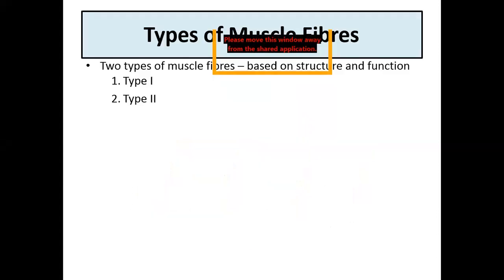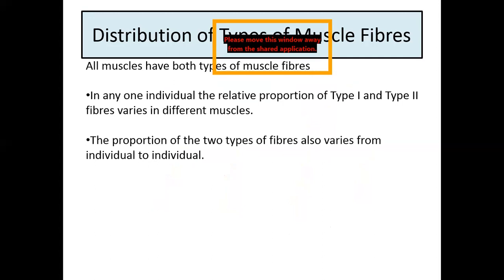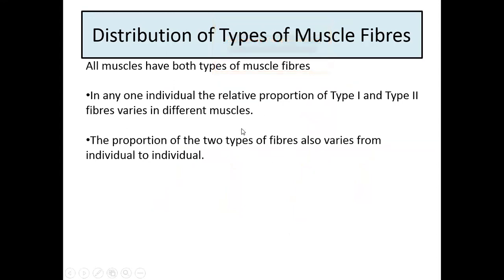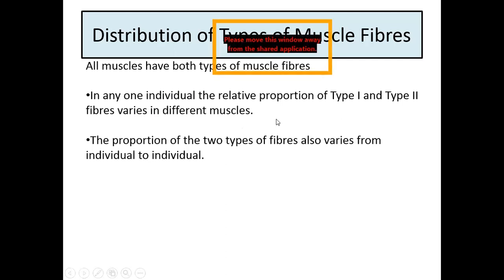Lastly, we'll talk about the types of muscle fibers quickly. We have two types of muscle fibers, type 1 and type 2. All muscles in our body have both types of muscle fibers. In any individual, the relative proportion of type 1 and type 2 fibers varies in different muscles. Some muscles may have more type 1, some muscles may have more type 2. It varies from one muscle to another, and all muscles have both types. The proportion of the two types of fibers also varies from individual to individual.